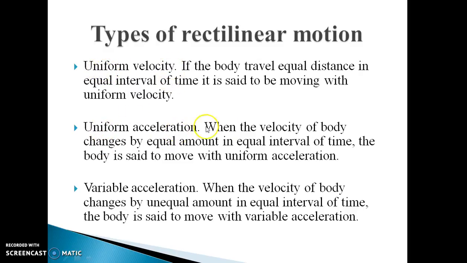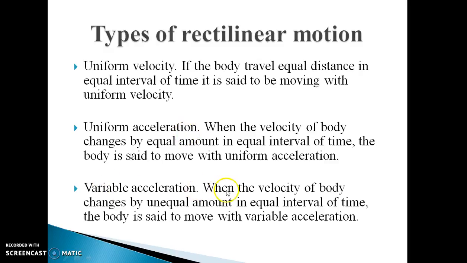Uniform acceleration. When the velocity of a body changes by equal amount in equal interval of time, the body is said to move with uniform acceleration. For example, if a ball is thrown vertically down, at any instant of time at any position, the acceleration of the particle is the same. So that type of motion is uniform acceleration motion.